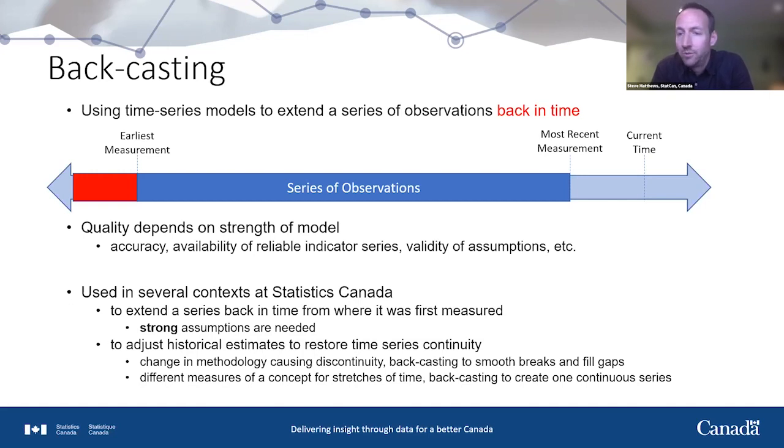That's not necessarily an indication of the economy. It's just an indication of the methodology and the change that we put in place. So in order for our users to be able to use that historical data, we need to somehow bring the past in line with the current and the estimates that we'll produce in the future. So what we do is if there's different measures of a certain concept for different stretches of time, we do backcasting to create one more continuous series. And the next slide, I believe, has an example of this.